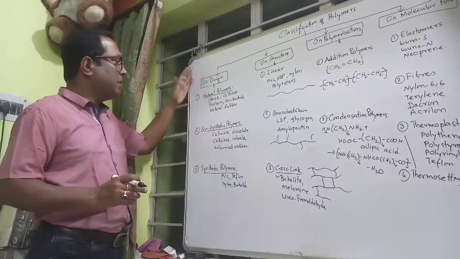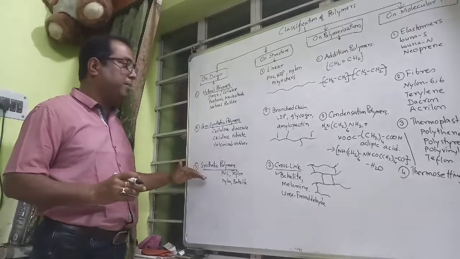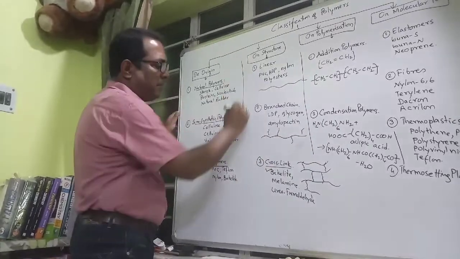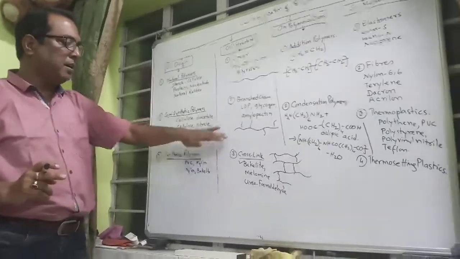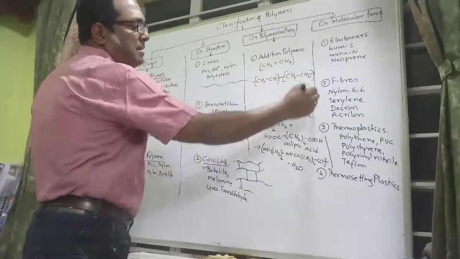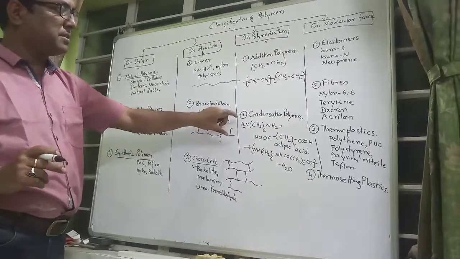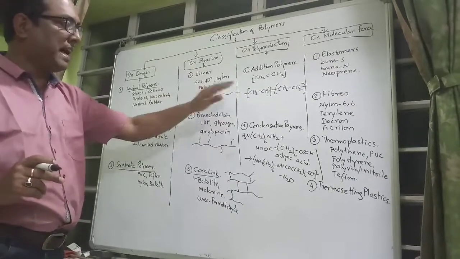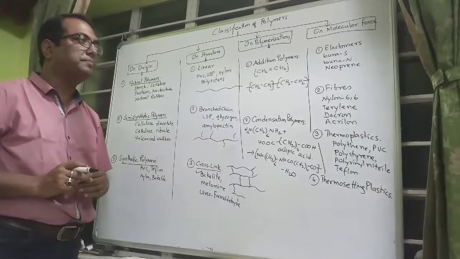So student, if I see once more, on the basis of origin, it is natural polymers, semi-synthetic polymers and synthetic polymers. On the basis of structure, it is divided into linear polymer, branch chain polymer, cross-linked polymer. On the basis of polymerization, we have addition polymers and condensation polymers. These differ only in that nothing is subtracted in one, and in the other there is usually a loss of a molecule of water.